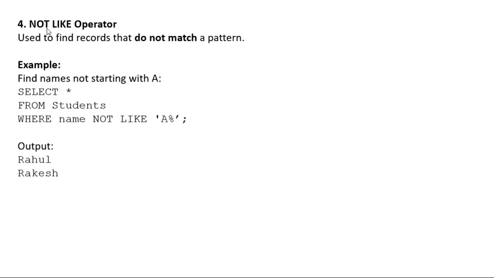Fourth is NOT LIKE, which is used to find records that do not match a pattern. For example, find the names not starting with A. SELECT * FROM student WHERE name NOT LIKE 'A%'; The names starting with A are not printed, otherwise all the other student names are printed.